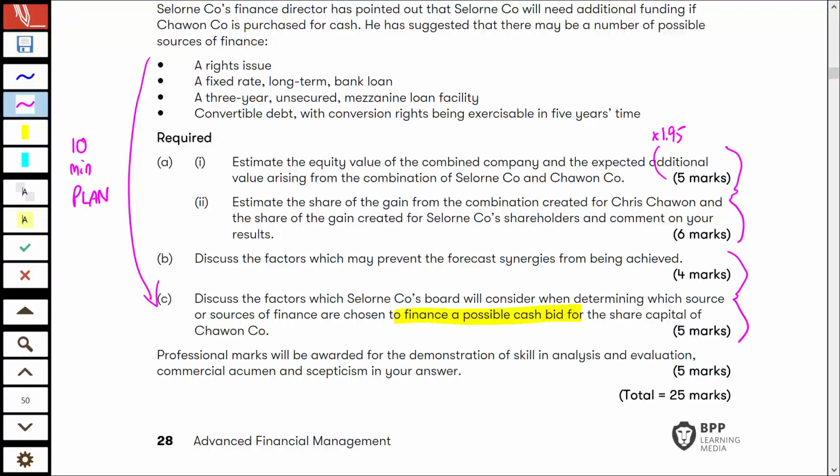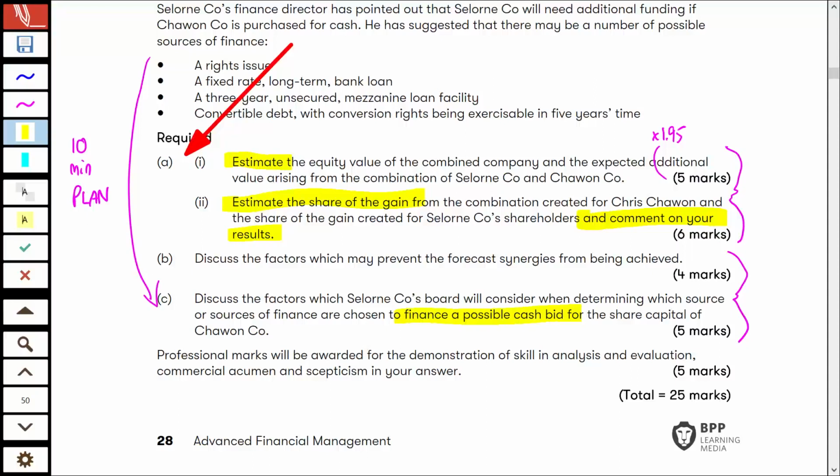And if we look at Part A in a bit more detail, in Part A we're doing the numbers, and in Part A, Part 1, we have to estimate a couple of things: the value of the combined company and the extra value arising from the combination. And then in Part B we have to estimate the share of the gain for both parties and also comment, so that will be brief, on the results.